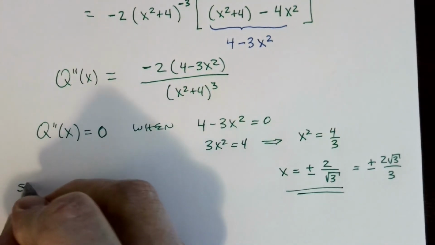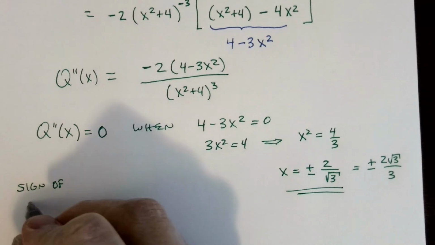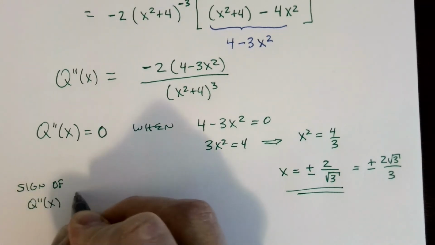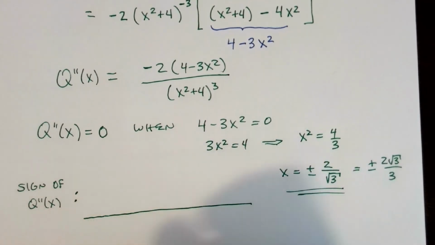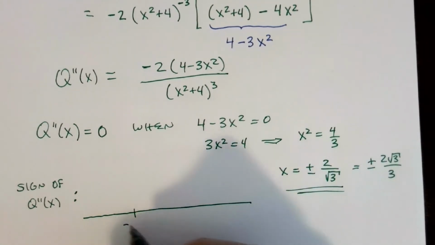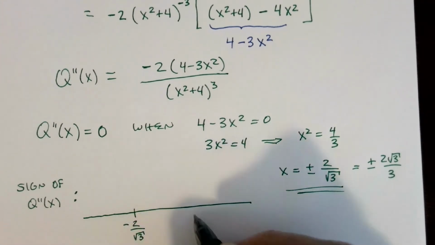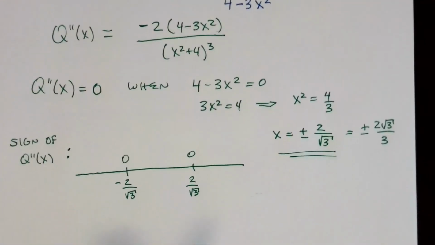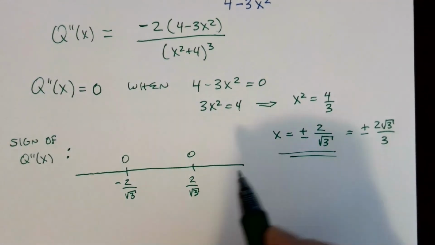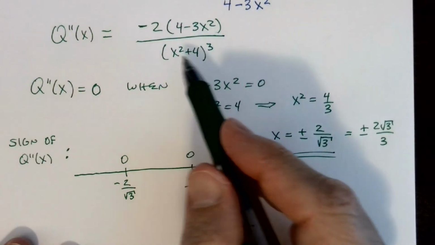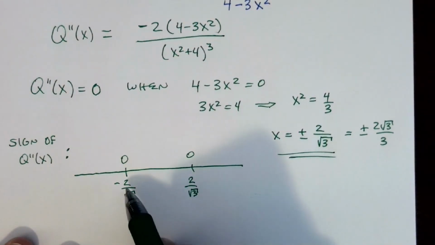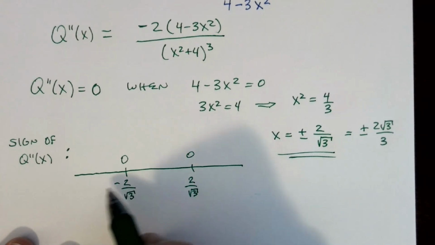So what do I do now? I do my sign check. So I've got minus 2 divided by square root of 3 and plus 2 divided by square root of 3. The sign of q double prime is 0, both of those. Now look at this. We want to look at the sign of this whole thing, so don't forget, go back to this whole thing. So if I plug in something less than negative 2 divided by square root of 3, square root of 3 is about 1.7, so this is a little bit less than negative 1. Let's just do negative 5.